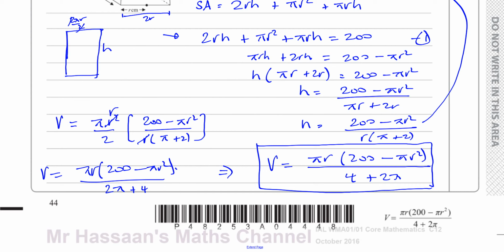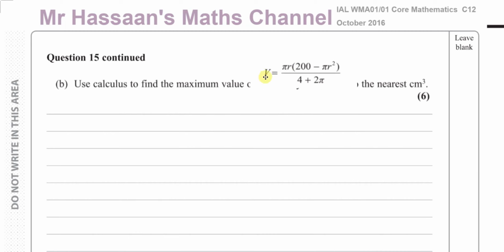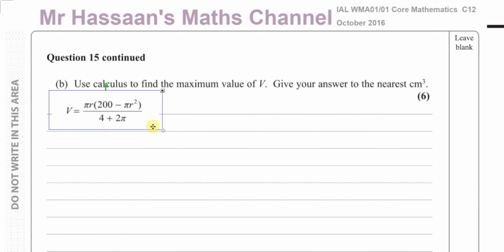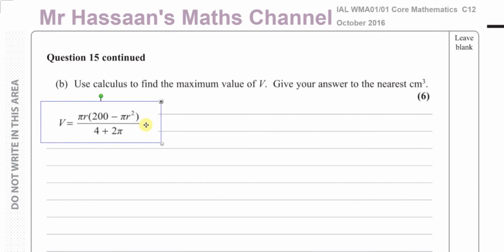Okay, now to part B. Part B says, use calculus to find the maximum value of V. Give your answer to the nearest cubic centimeter. So here we have the equation that we have just formed for the volume, which they gave us. Now, one point: supposing you did not know how to do part A, or you tried to do it and didn't quite get it, don't say, I couldn't do part A, let's give up.